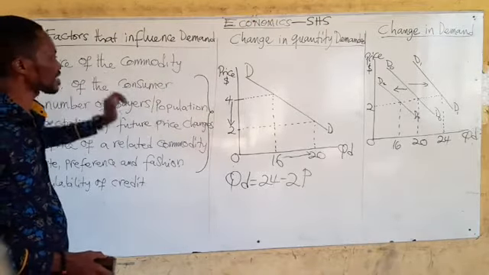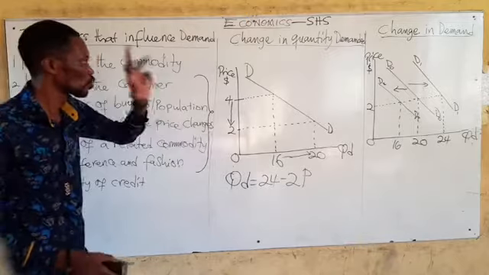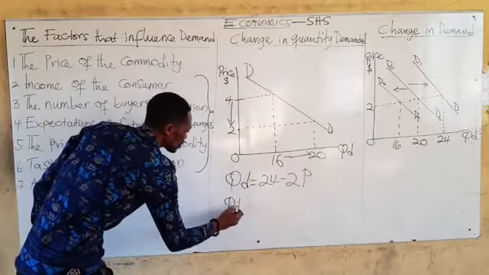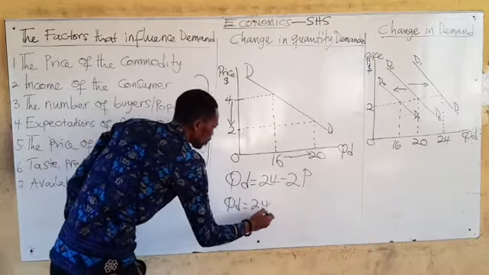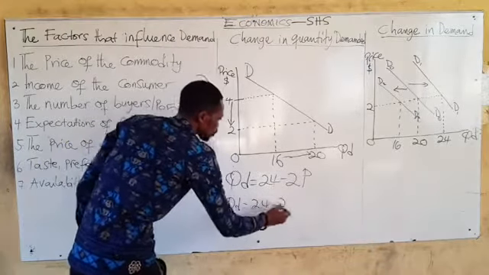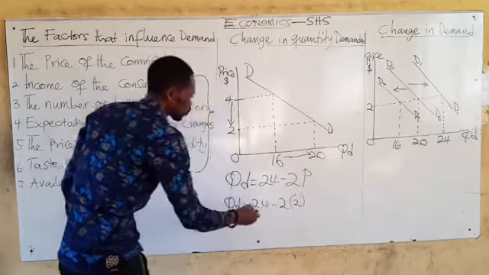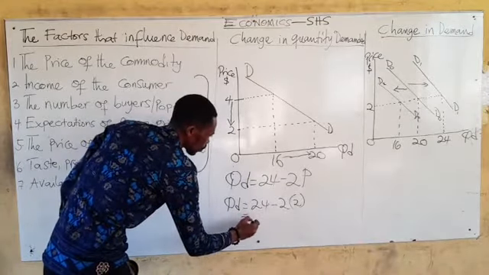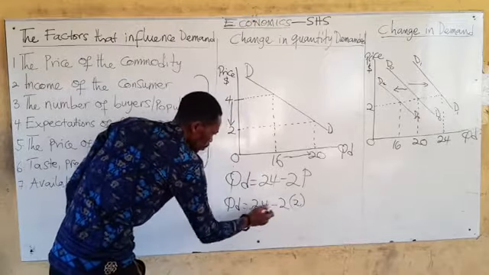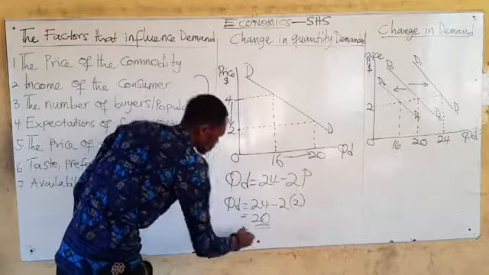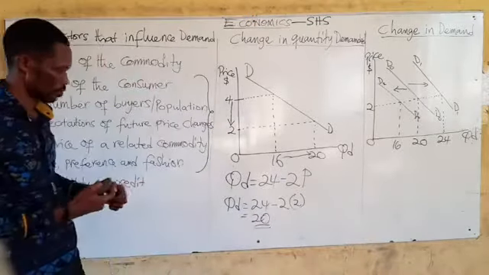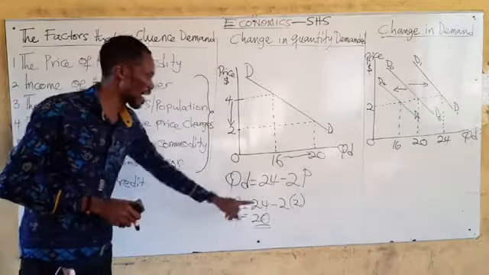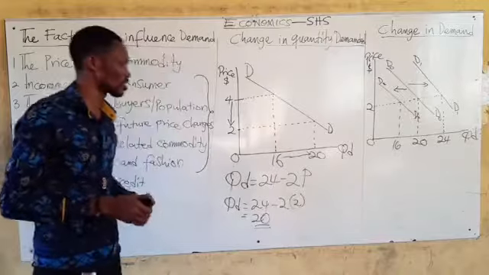If price is $2, let's put it in. QD equal to 24 minus 2, the price is $2. So we put the $2 here. This should give you 4, so your answer should be 20 balls. So at the price of $2, the quantity is 20.